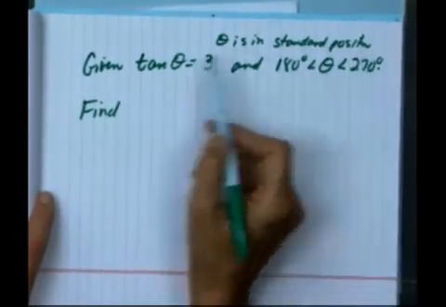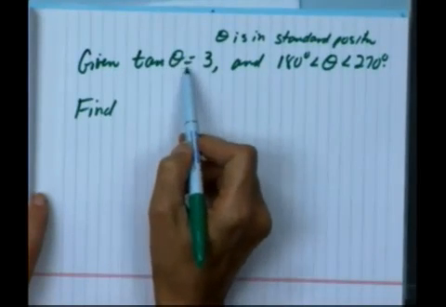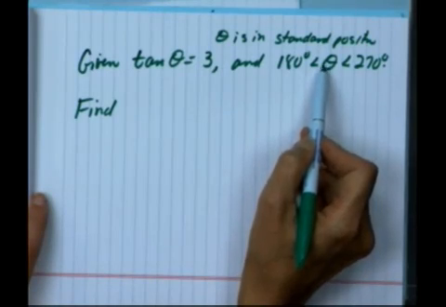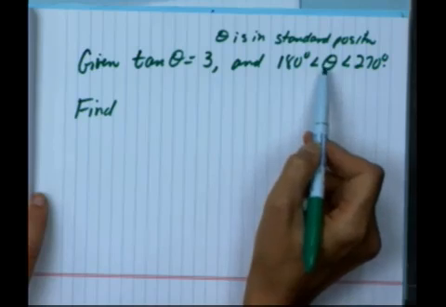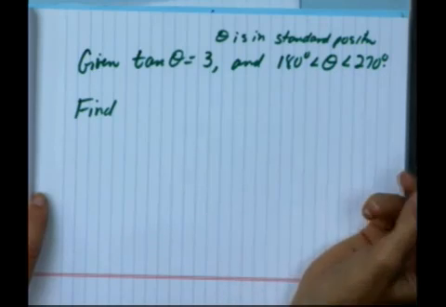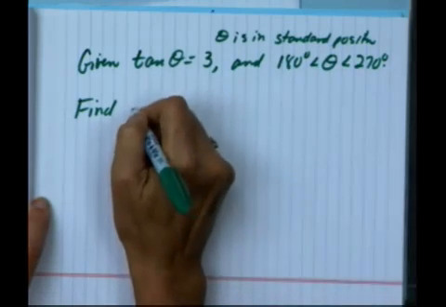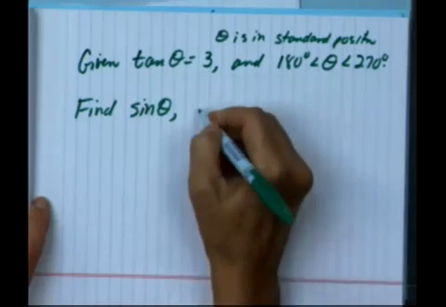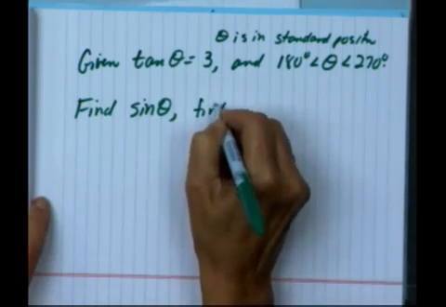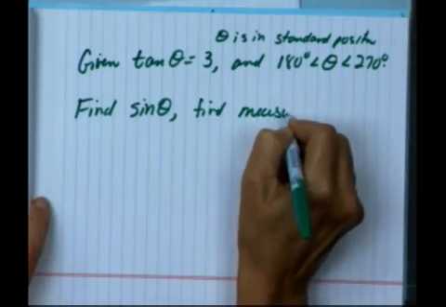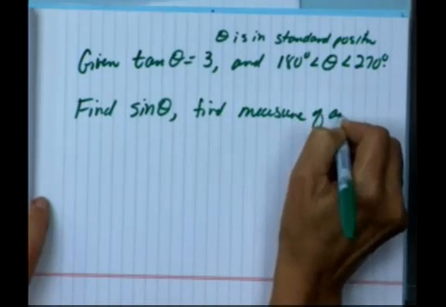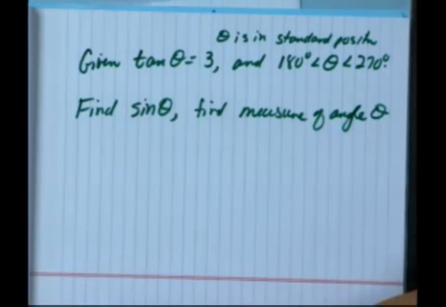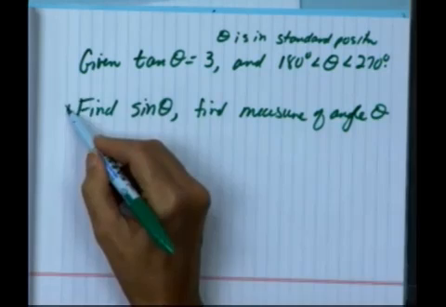Theta is in standard position, and we're given that the tangent of angle theta is equal to 3, and that the measure of angle theta is between 180 and 270. We want to find the sine of theta. We want to find the measure of angle theta. Okay, this part's new.